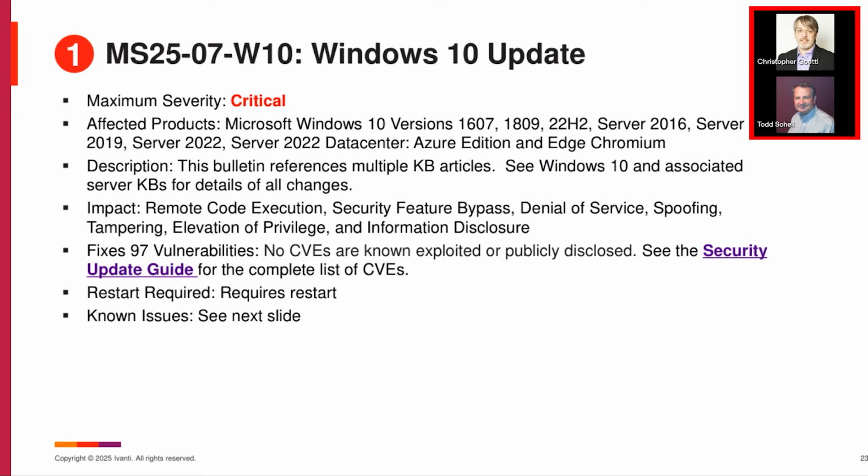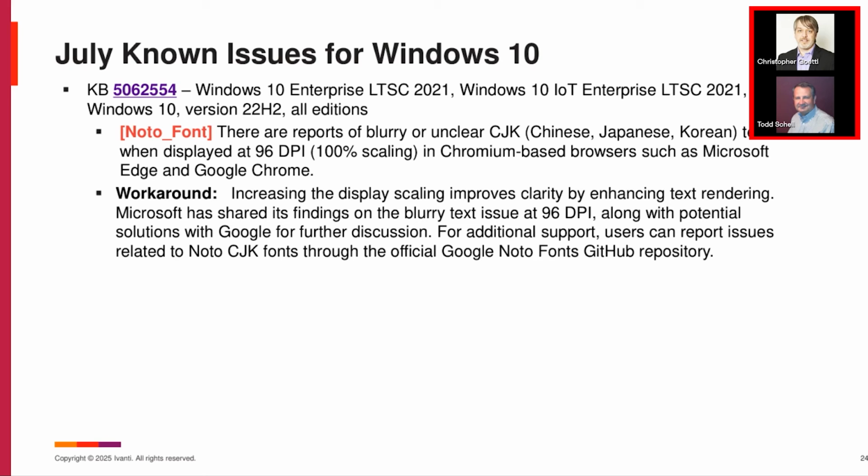Windows 10, now fewer vulnerabilities than Windows 11 as it's approaching end of life. Maybe just a focus issue, but only 97, still a large number, of course, were addressed this month. Again, none of those known exploited or publicly disclosed either. As far as known issues, there was one reported. Now, this is interesting because I looked in the release notes from Microsoft, and they listed multiple versions of Windows 10 having issues, but actually looking at the KBs themselves, there was only one that was called out.